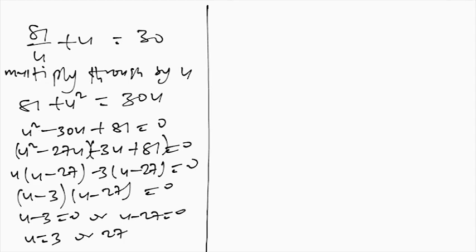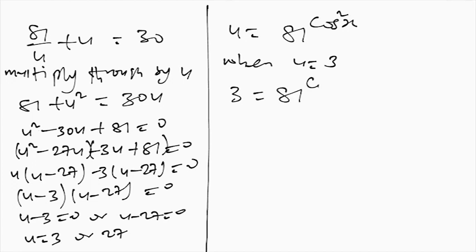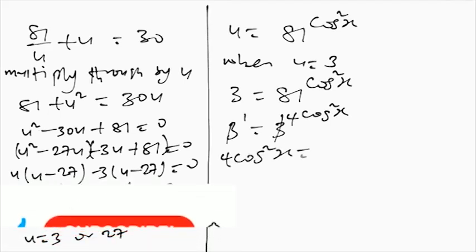But don't forget we said let u be equal to 81 raised to the power of cos squared x. So when u equals 3, we have 3 equals 81 raised to the power of cos squared x. And 81 is the same thing as 3 raised to the power 4. So this will give us 3 raised to the power 1 equals 3 raised to the power 4 cos squared x. This will cancel out. So then 4 cos squared x will be equal to 1.